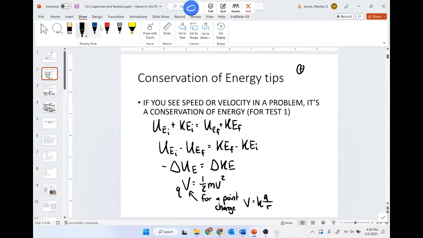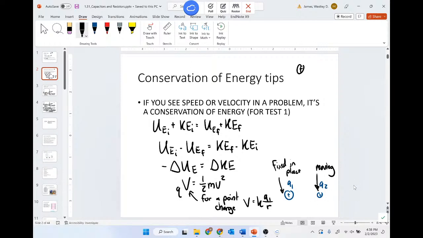So for a point charge, it doesn't matter whether it's positive or negative. I'm going to just make it positive just for the sake of simplicity. It does not matter. We'll call this one Q1. We'll call this one Q2. This one would be the one fixed in place. This is the one moving. So just to clarify, charge 1 is making the voltage, and charge 2 is the one that gets the energy from that voltage. Just want to specify that.